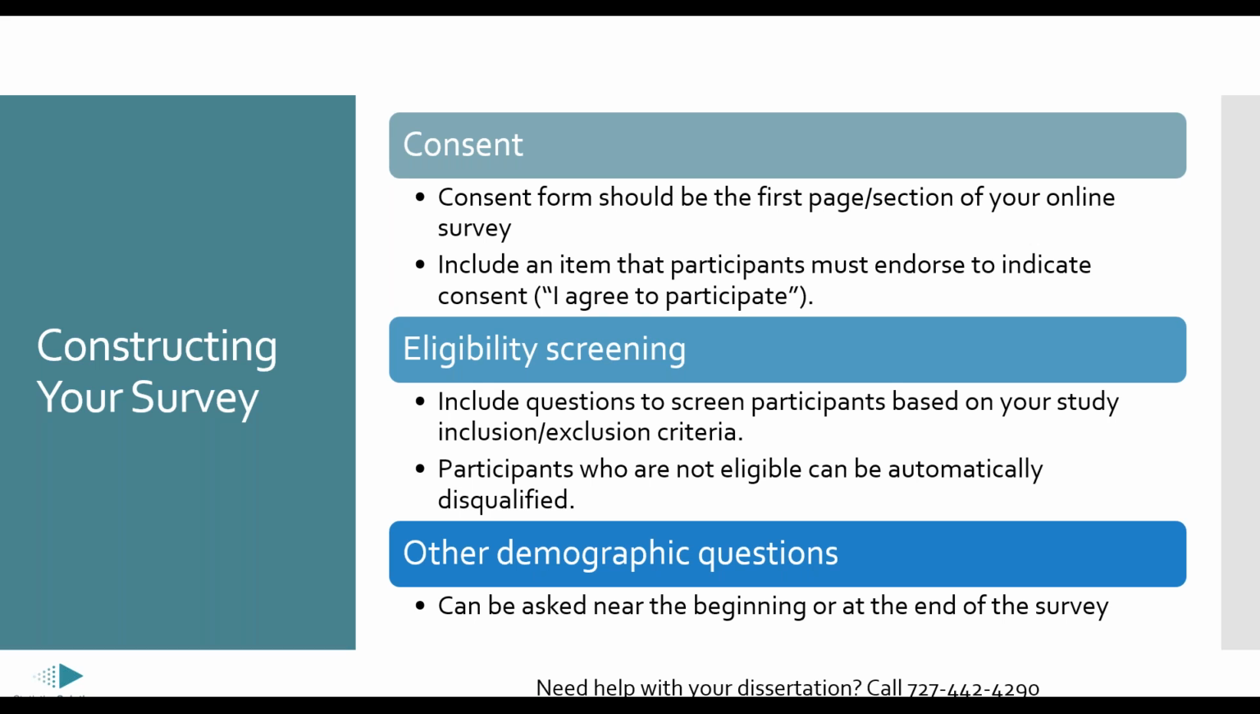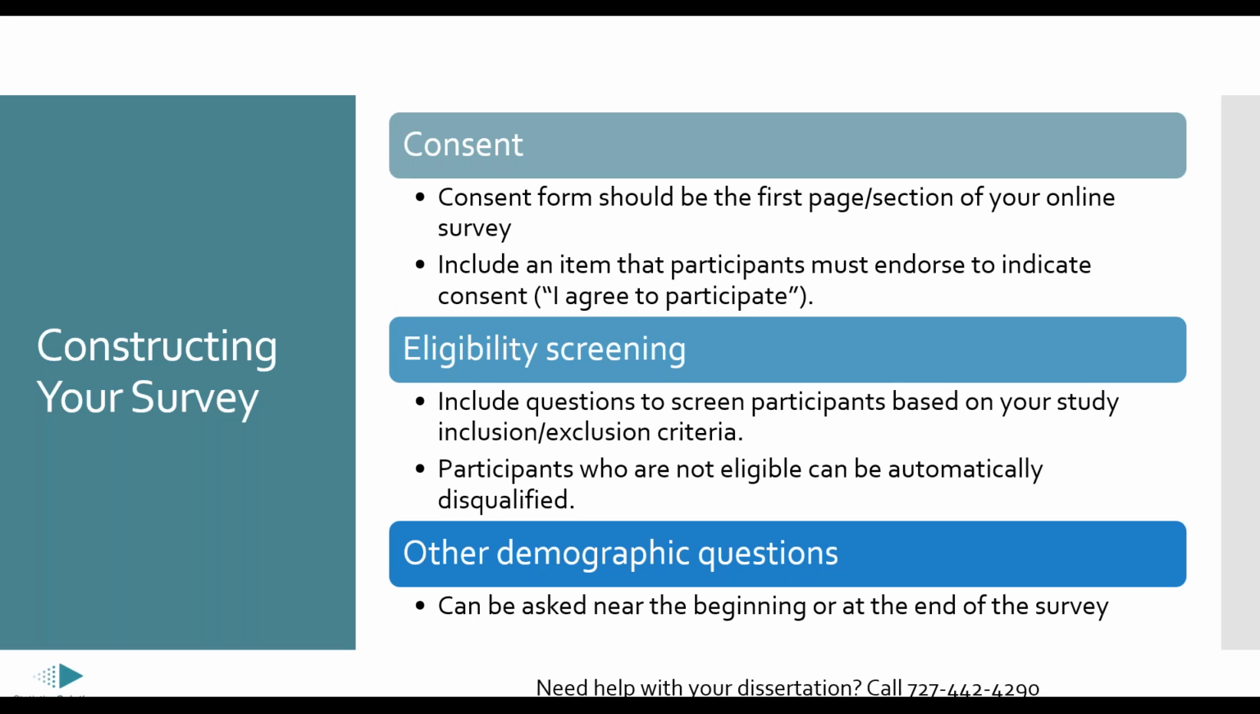And if they don't, then the survey can be set up to where participants who indicate that they don't meet those qualifications can be automatically disqualified from the survey. So you don't want to force or have participants who are ineligible answering the entire survey because there's not really much point to that. So you want to screen participants at the beginning of the survey to establish that they are the right participants that you're looking for and they are eligible to participate in your study.